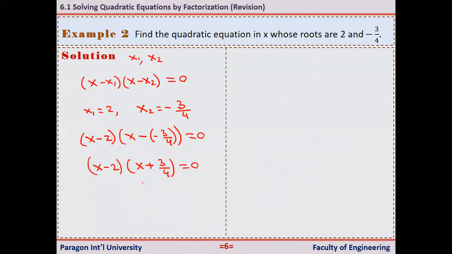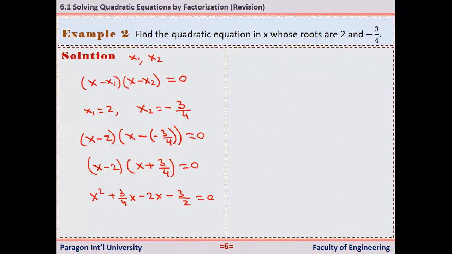So now we need to write this in the standard form. If you expand this, x times x, we have x squared, x times 3 over 4, plus 3 over 4 x, negative 2 times x, negative 2x, negative 2 times 3 over 4, that is negative 3 over 2, is equal to 0. So how do you simplify this? Before we simplify this, let's just multiply both sides by 4, so that actually all the coefficients will be integers.